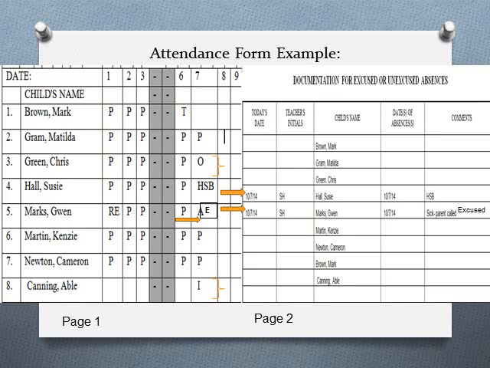Lastly, you will see that we have a new child in our classroom. Abel Canning transferred into our classroom. His first day is coded I. His name would be handwritten at the bottom of the roster and also added to page 2. Next month, his name would be placed in alphabetical order within the roster.